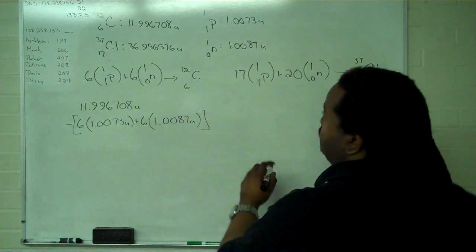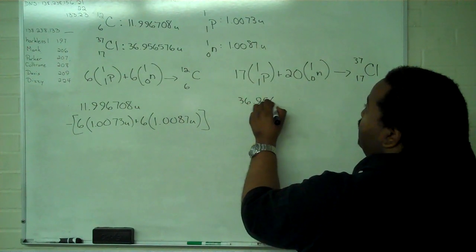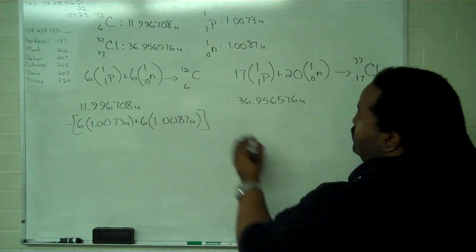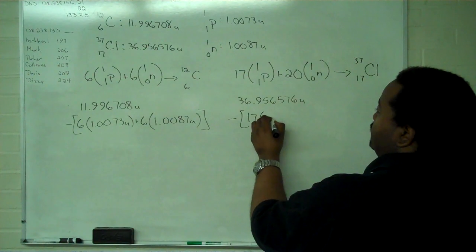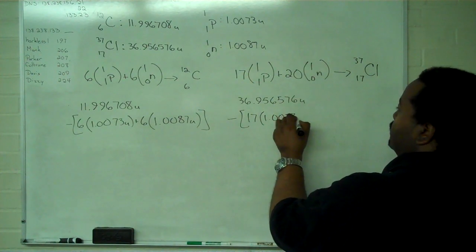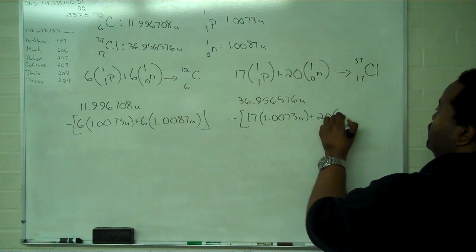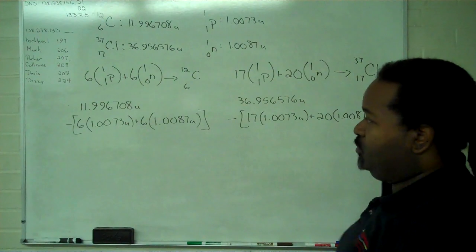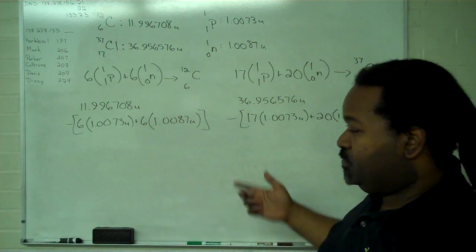In the same way, we'll do that here. 36.956576 units minus 17 times the mass of the proton and 20 times the mass of the neutron. So when we complete this subtraction, we'll find our mass defects.